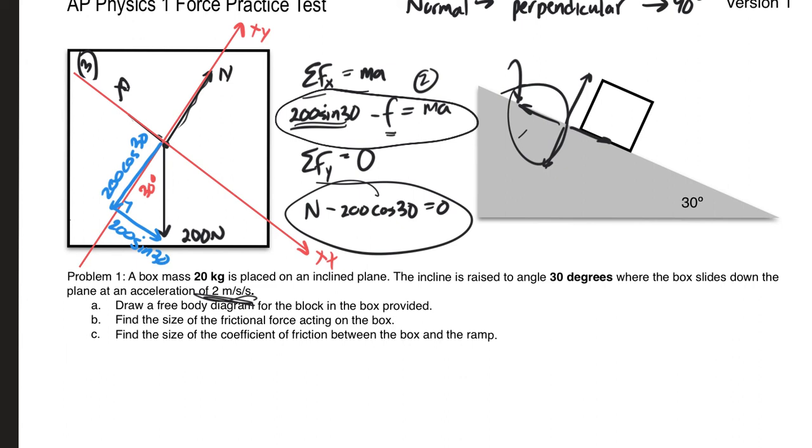Why wouldn't it what? Because the x direction's that way, so the y direction's this way. It's not accelerating this way or this way. It's accelerating that way. Does that make sense? I have aligned the x direction to be perpendicular to this ramp. Is that okay? Yes. Mass times acceleration.